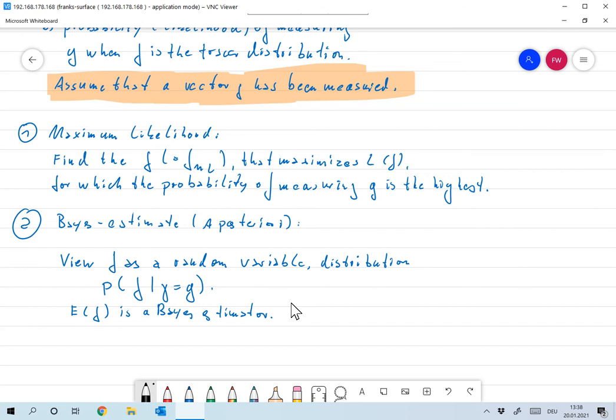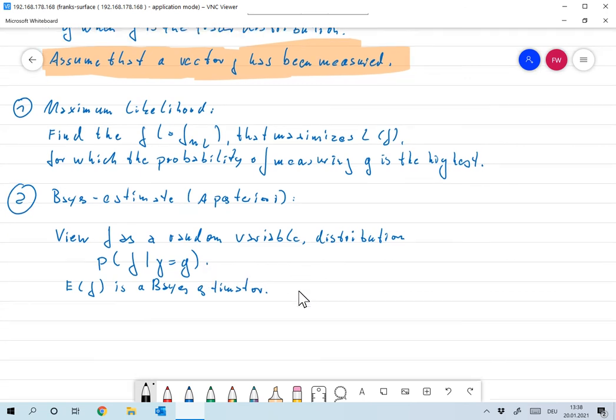So that's one way. On the other hand, and that's one that is often more useful and more successful, is the Bayes estimate. I think in stochastics this is called the a posteriori Bayes estimate. We now view f as a random variable. Up to now, this was just one fixed image, but we could also think of f as a random variable. Then the probability distribution would be given as the probability that f is the true image when we measure g. So this is the probability of f under the assumption that gamma is g, so that g was actually measured.